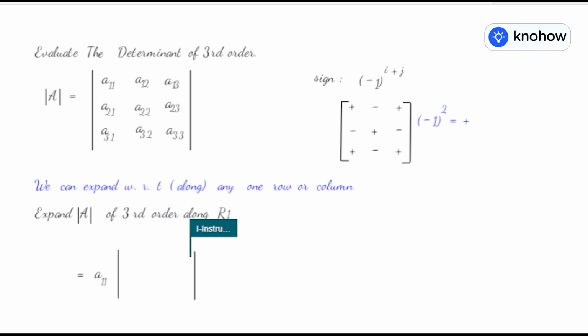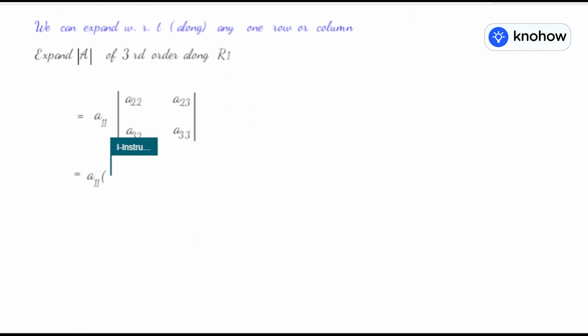So we will take the elements of R1, that is a11, multiply it, and of course the sign before a11 we will take positive, and delete the row and column through a11. Then what is the rest of the determinant? The rest of the determinant left is a22, a23, a32 and a33. How do you evaluate the value of a second order determinant? You know the procedure. Multiply the elements on the main diagonal and minus the product of the elements on the other diagonal.